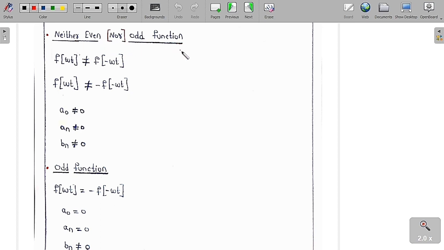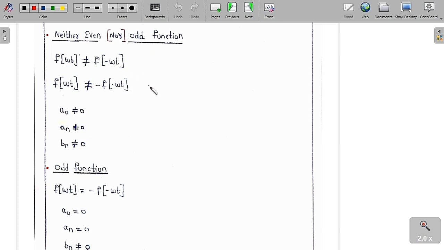If a function is neither an even function nor an odd function, we can simply say that f of theta is not equal to f of minus theta, and f of minus theta is not equal to minus of f of theta. So f of theta is not equal to f of minus theta, and f of theta is not equal to minus of f of minus theta. If a function does not satisfy these two properties, then the function is neither an even function nor an odd function.